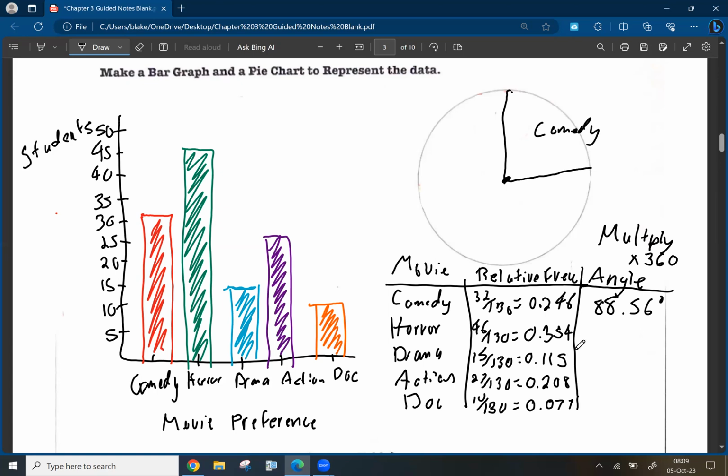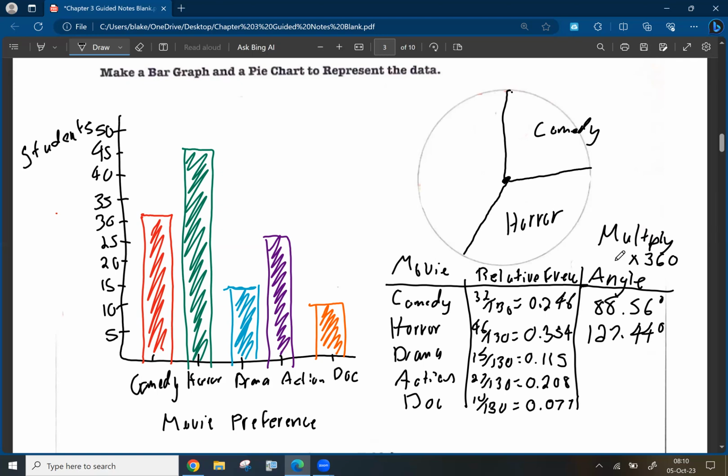Horror, so let's calculate that one. It's 0.354 times 360, and that's going to be 127.44 degrees. So that one's going to be a bit on the larger side. Again, I don't have the tools to measure it perfectly, but I do have to eyeball what I think 127 degrees is going to be, which is roughly here-ish. So I would say this slice is about 127 degrees. It's not perfect, of course, but seems pretty good. So that's horror.